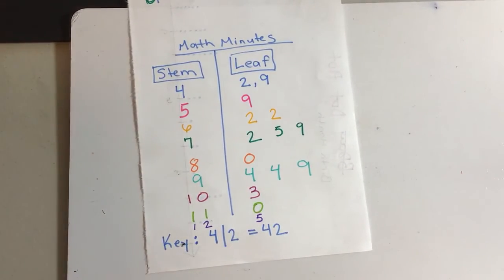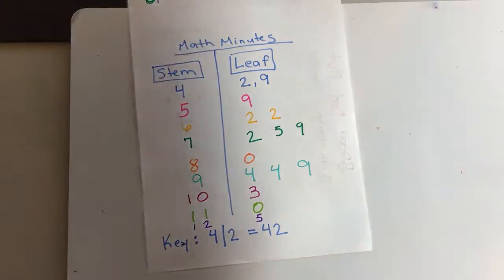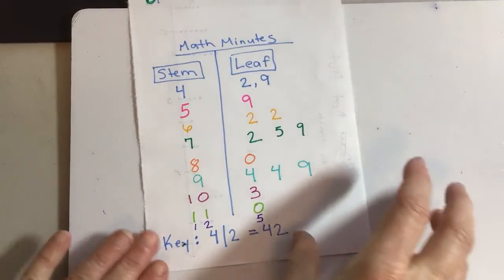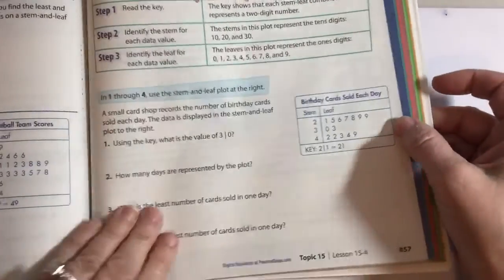But this is a stem and leaf plot that is based on the number of minutes that different students spent doing math last week, okay? That's the basic stem and leaf plot. All right, so let's look at the stem and leaf plots that are in our Envisions book, okay?